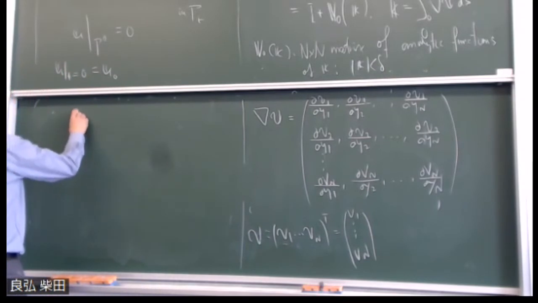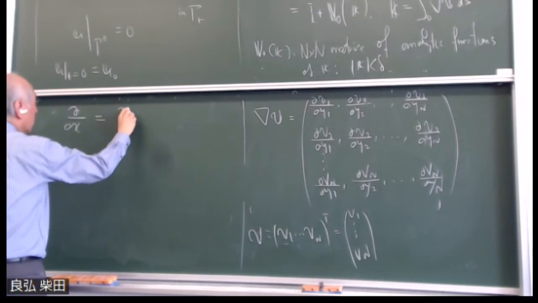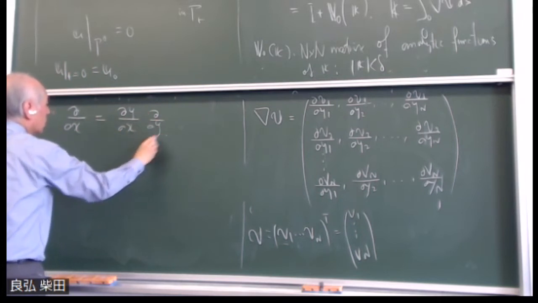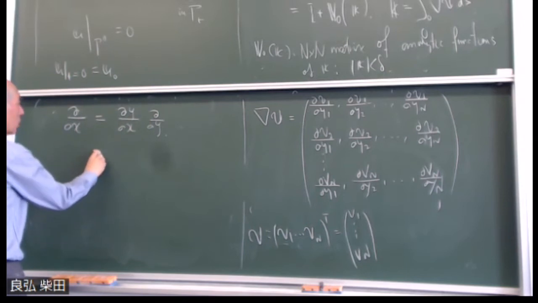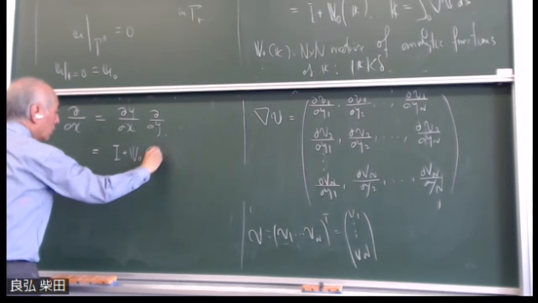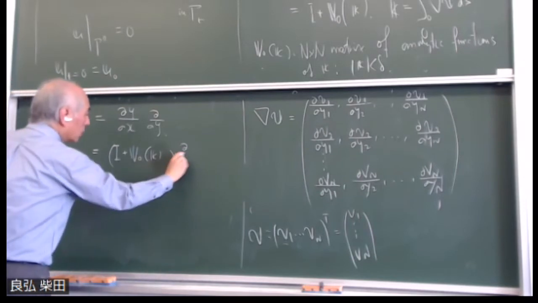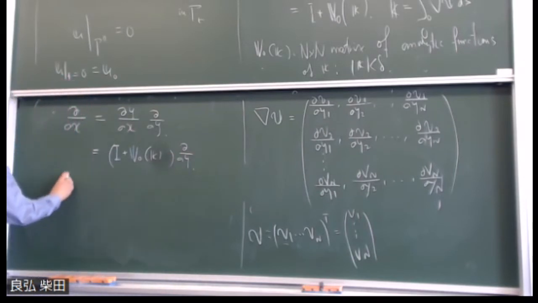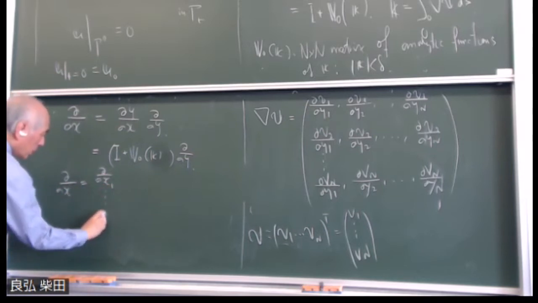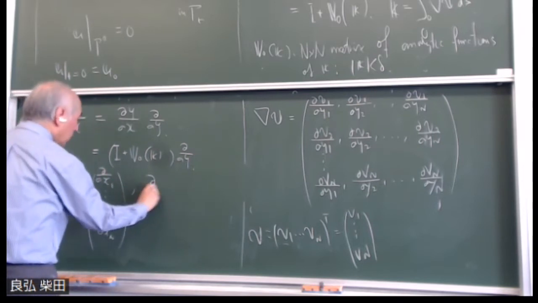Then dx over dy, dx. So, okay. Maybe better to write. Okay, this is, you understand. This dx is of course the vector. Okay, right.